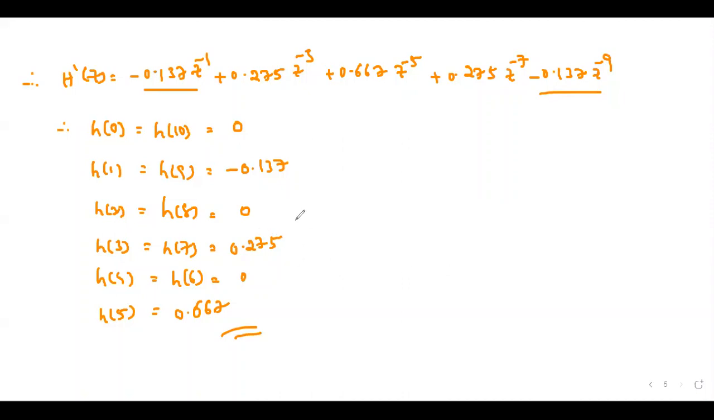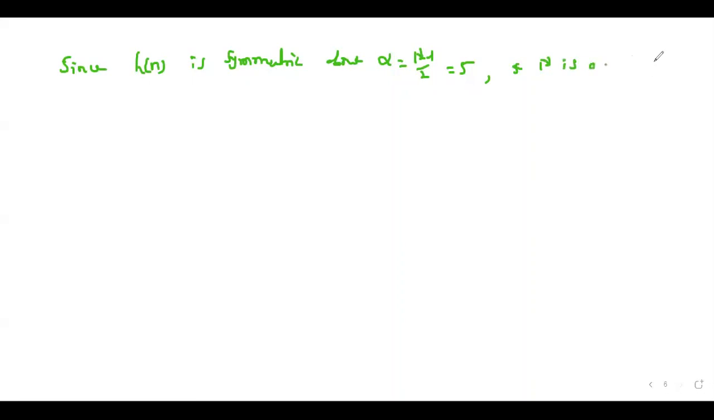H of n values we have found for n is equal to 11. Done. The next step is magnitude response. Here, since H of n is symmetric about alpha is equal to (n minus 1) by 2, that is equal to 5, the center of symmetry, and n is odd, that is 11, we have magnitude response H cap of e power j omega is equal to summation n is equal to 0 to 5 of a of n cos omega n.